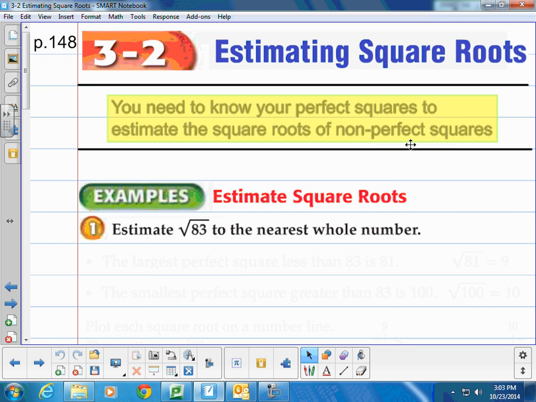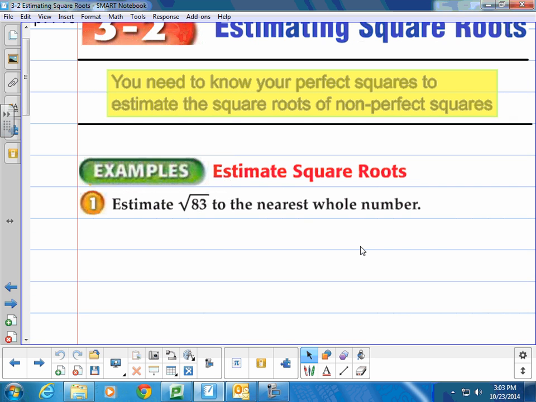You do need to know the perfect squares to estimate the square roots of non-perfect squares. So that chart we made in class, you're going to want to keep updating that, keep that in your memory span here. So, first example, if I were asked to estimate the square root of 83 to the nearest whole number, I would do the following things.